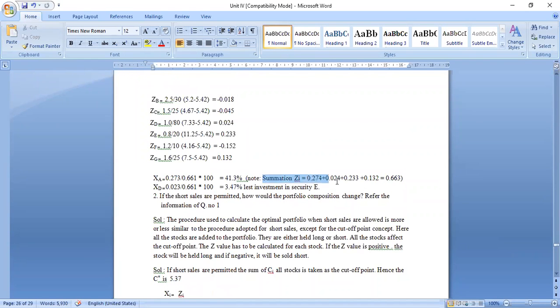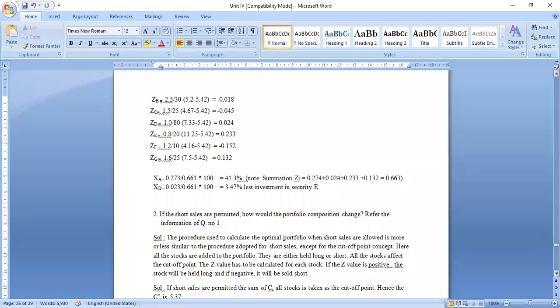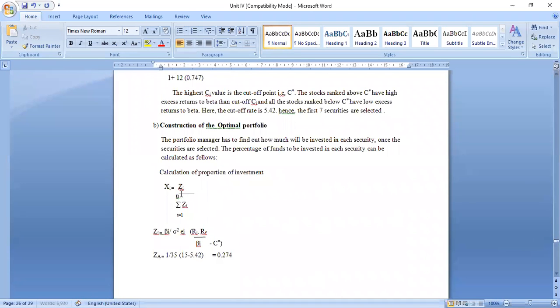So this is going to be the summation. I have just taken the positive values. We cannot take the negative values here because they would show negative returns on the investment. Okay. Now what are we going to do? We are going to straight away place the values for Xi. If you want, you can write the formula once again down here.